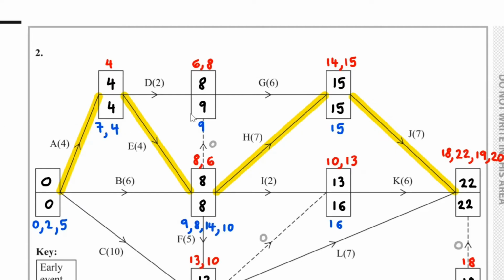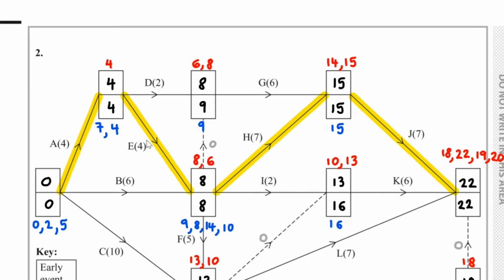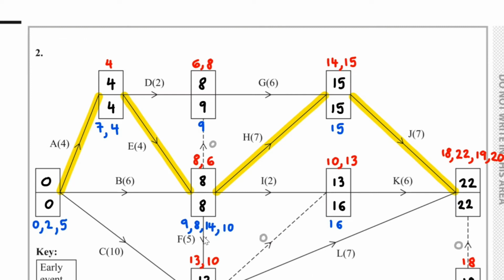A, B and C, if I go back to the diagram, depend on nothing. D and E, if we take a look at those, depend on A completing only. Then F, that depends on E completing, and it depends on B completing.